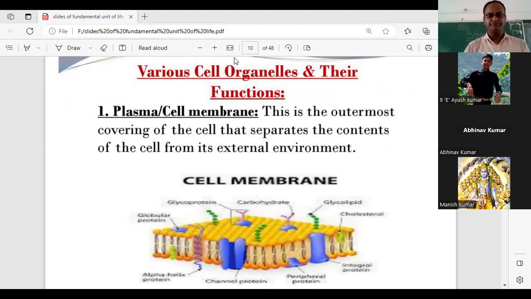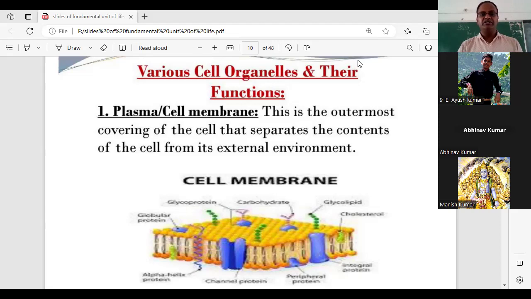Okay, let me ask. Ayush, unmute yourself. Ayush, what are the two components of the plasma membrane? Plasma membrane is made up of? Yes, sir, lipid bilayer. Okay, lipid and?